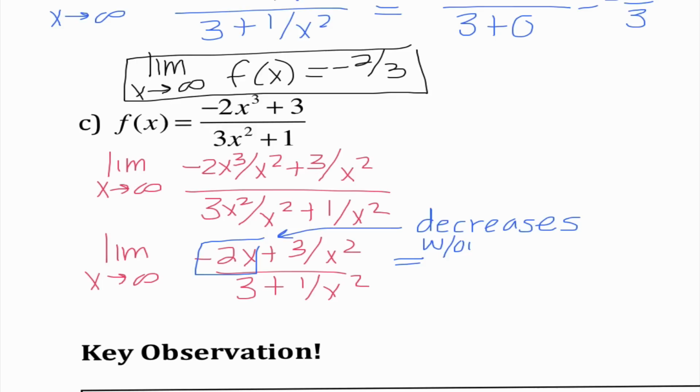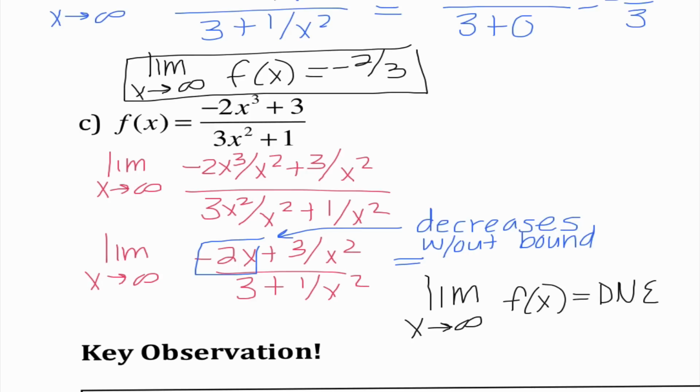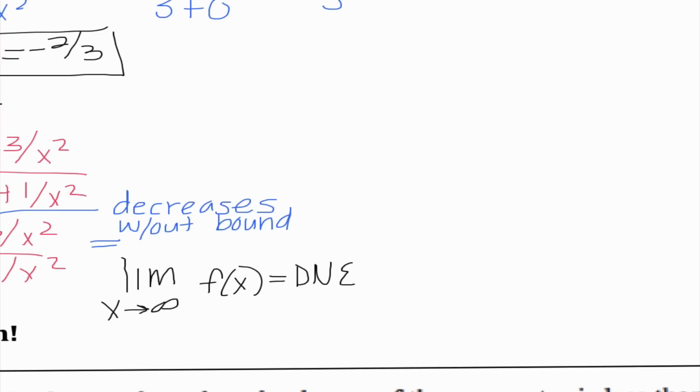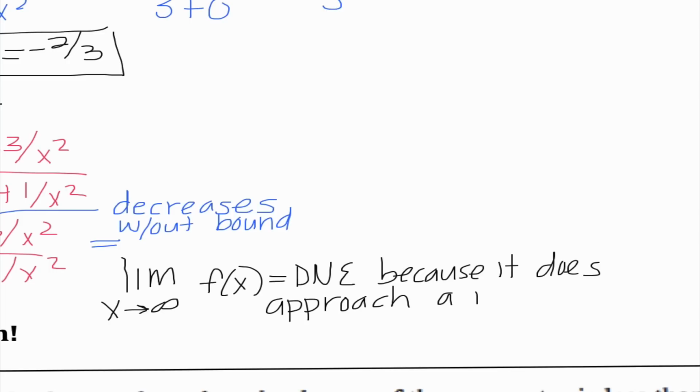this decreases without bound. And the reason being, if x is 100, I get negative 200. If x is 1,000, I get negative 2,000. It's continuing to decrease, and sometimes we'll see where it continues to increase, so it's not approaching a unique real number. So what we're going to say here, I didn't mean to draw that, but it looks like an L, so I'm going to use it. The limit as x approaches infinity of f of x does not exist, because it does not approach a unique real number.